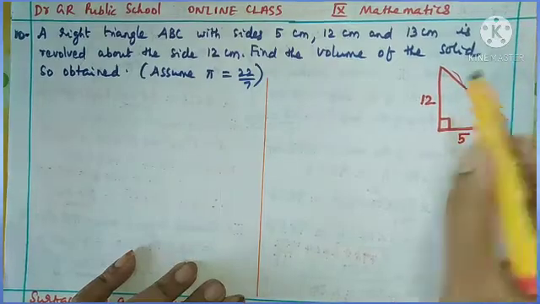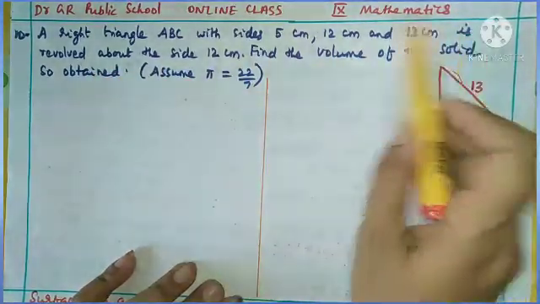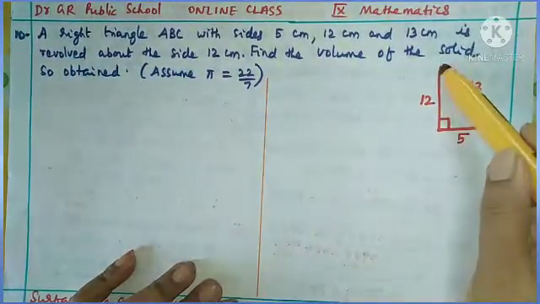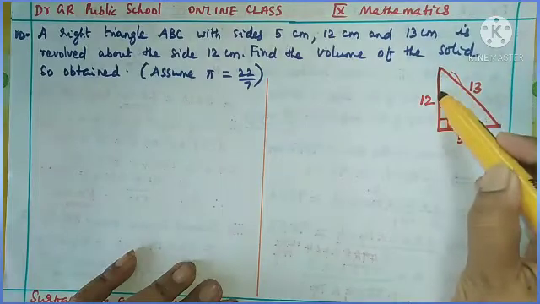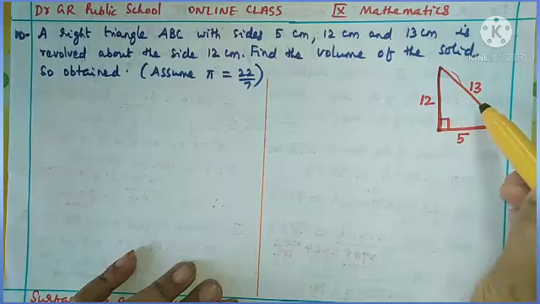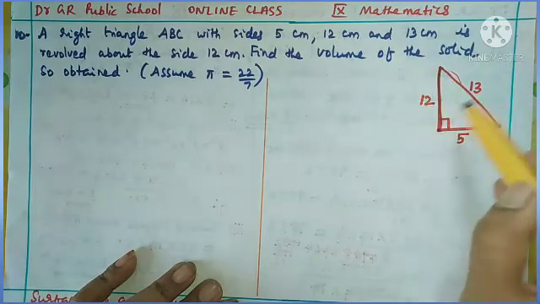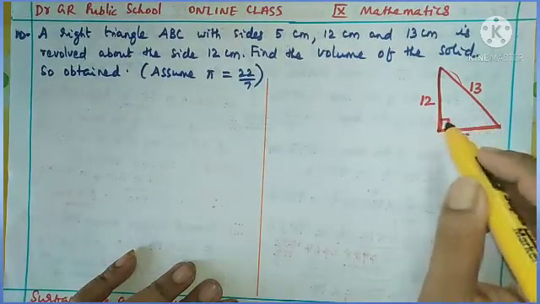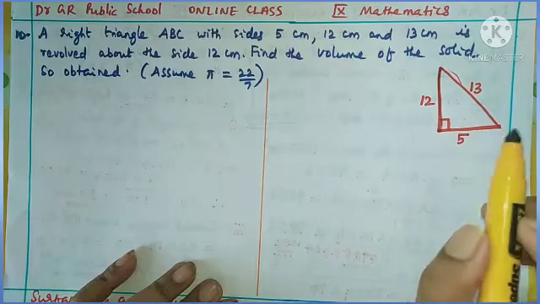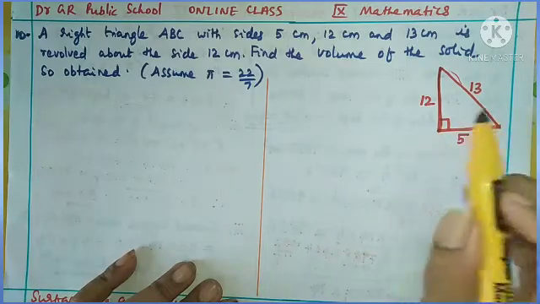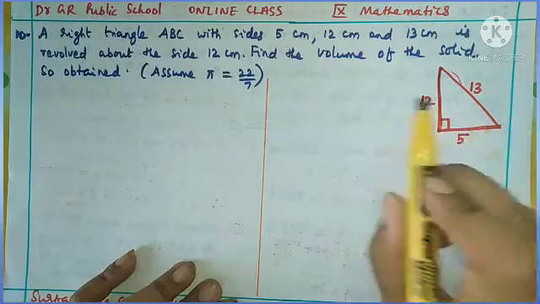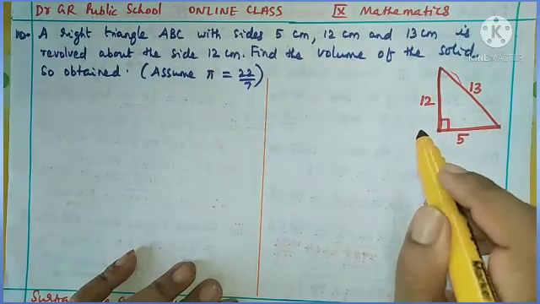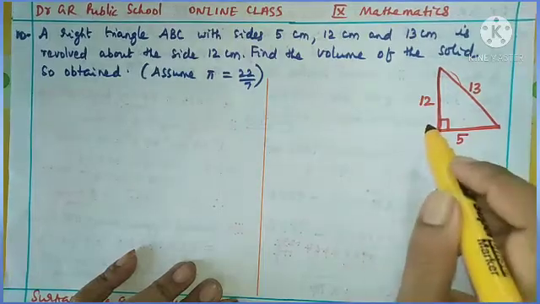Why 12 here? In this question it is told it is revolved about the side 12 centimeter, that is in this position. Keeping this height constant, this right angle triangle is revolving. Revolving means rotating. I will show you an example of how revolving a right angle triangle forms a cone. The circular motion of a right angle triangle forms a cone. That I will show you now. All of you listen to the video properly, you will understand.